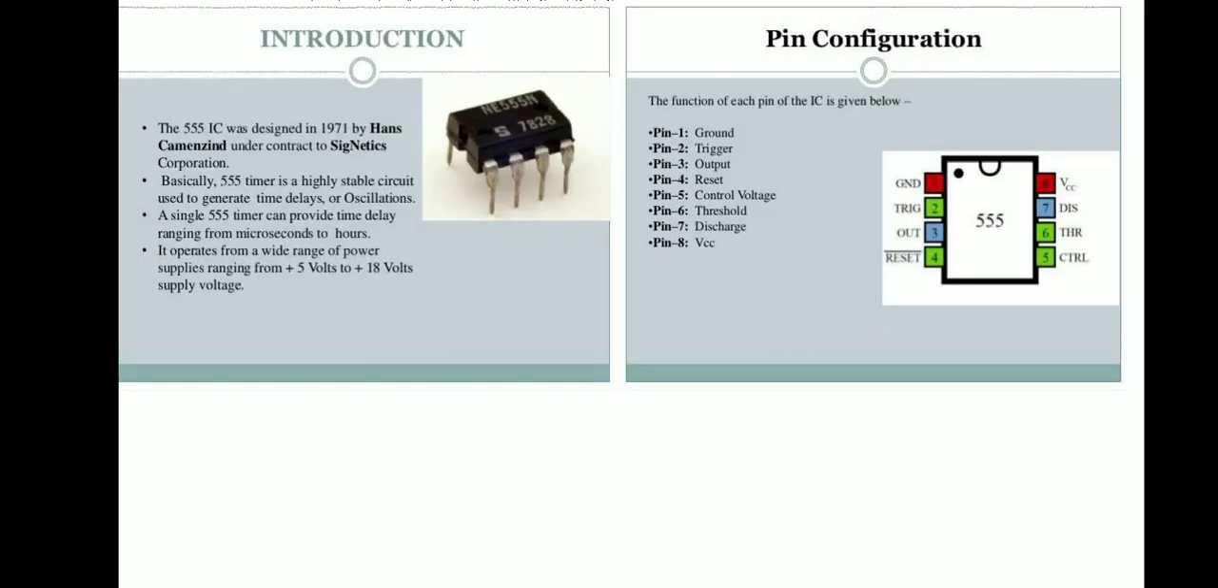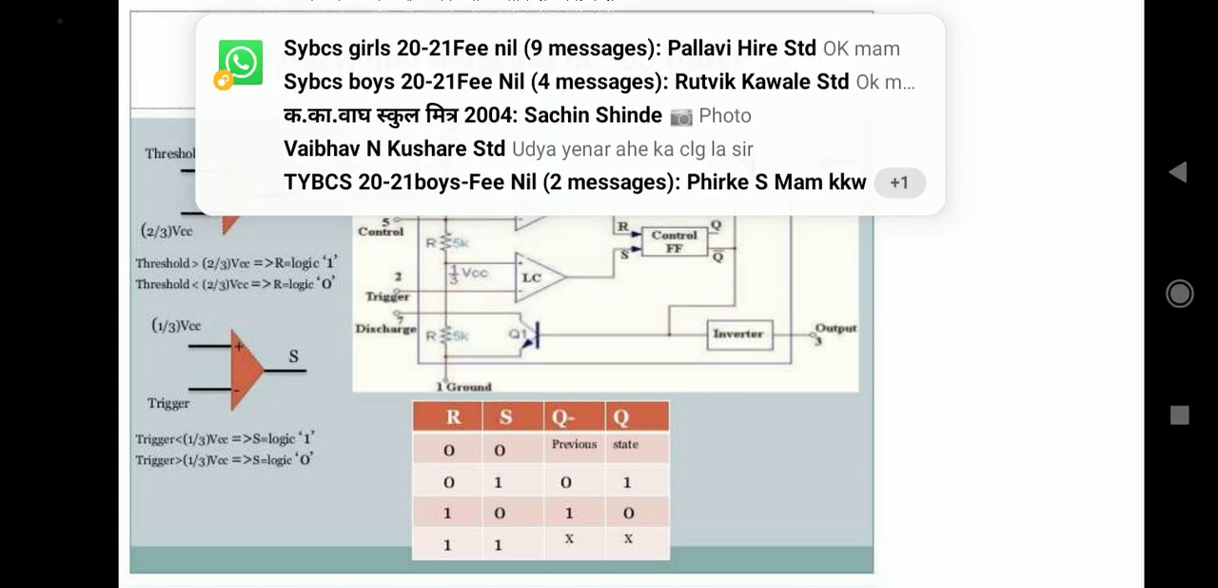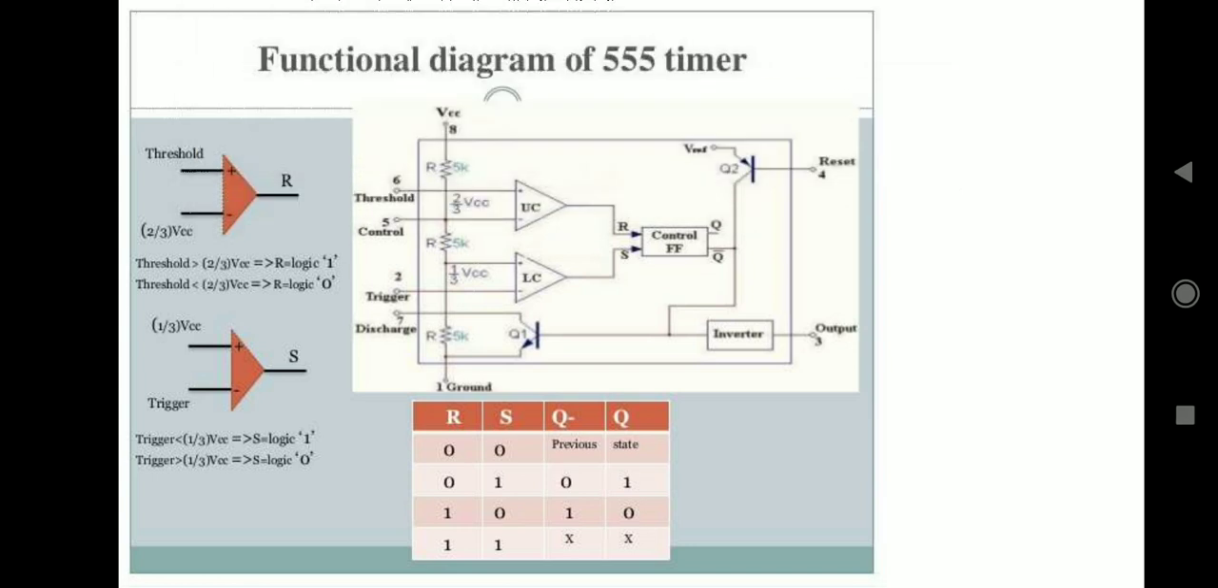Then let us see astable multivibrator with the help of IC555. Here the figure shows the pin diagram of IC555, which is also called timer IC. Here is the functional diagram of the IC555, which consists of resistive networks with op-amps and flip-flops.